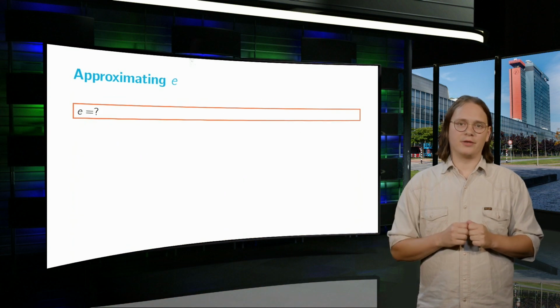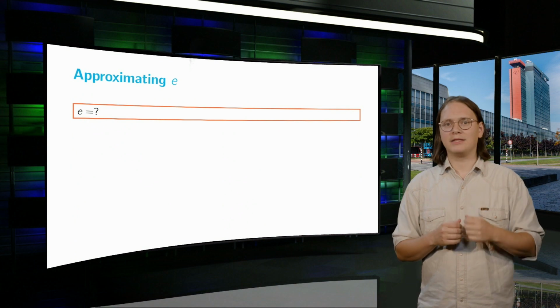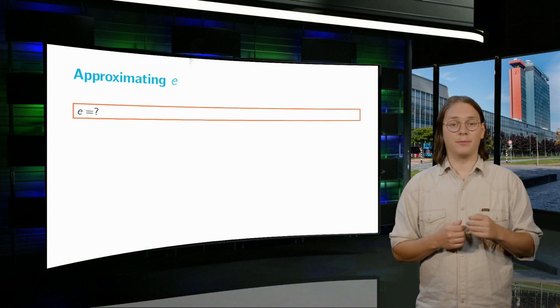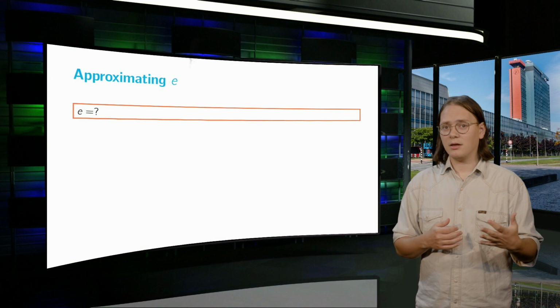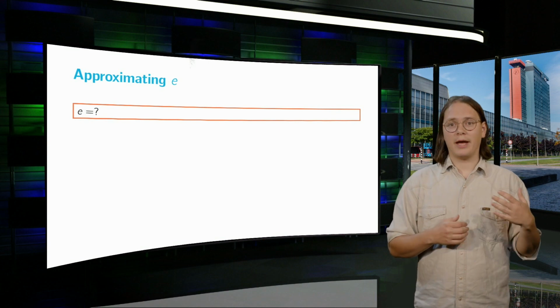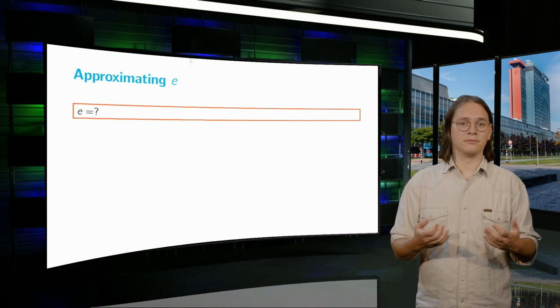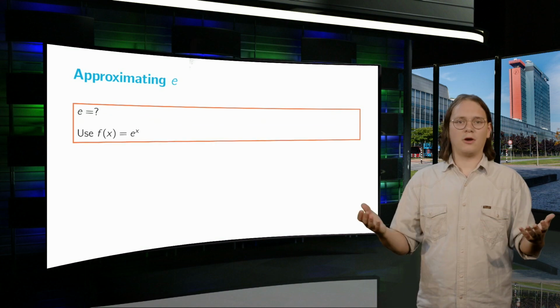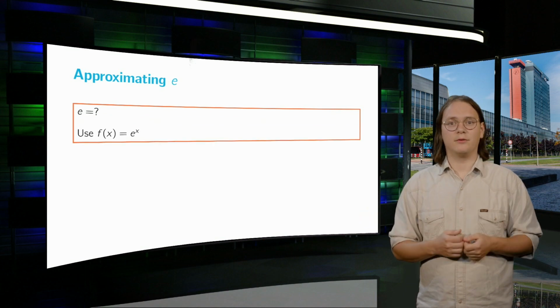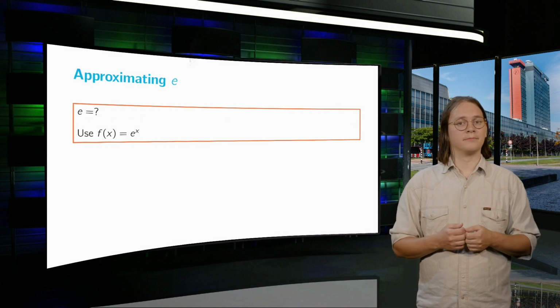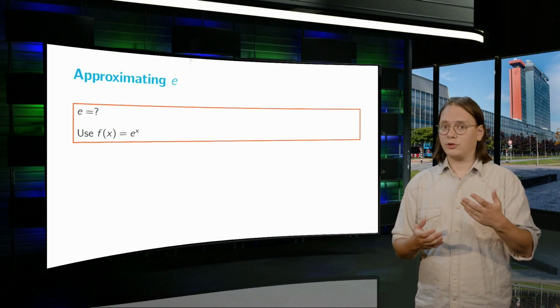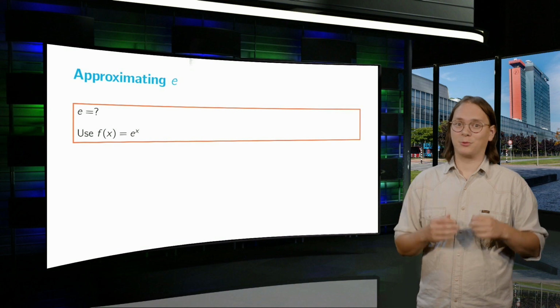Let's consider another example. Namely, let's see if we may approximate the value of Euler's number e. Again, we will need to determine a function and value about which we take the Taylor polynomials of that function. For a function, the most obvious thing to consider is f of x equals e to the power x. Note that we should not assume to know the value of e, since that is what we are trying to approximate.